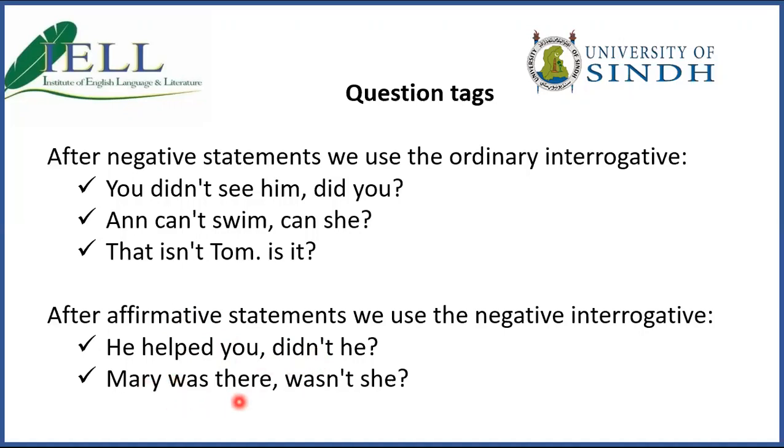Mary was there. So we are seeing that we are using the same verb here. All right, so we're just putting it in the negative form here to complete the statement. And when we are using negative, it is contracted. By contracted, we mean we would not say he helped you, did not he. Okay, we would not write that. That would be inappropriate. We would use didn't he. Okay, wasn't she, and so on.